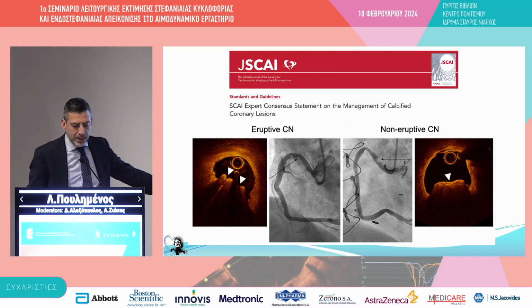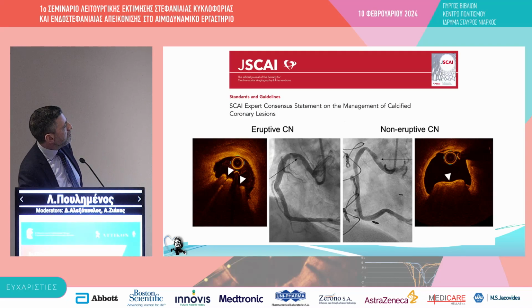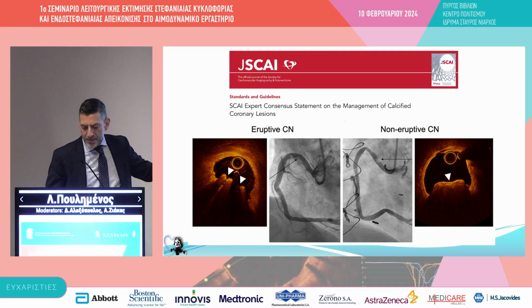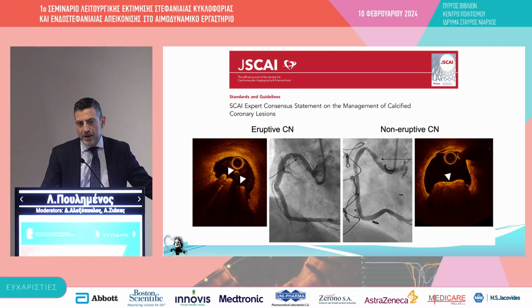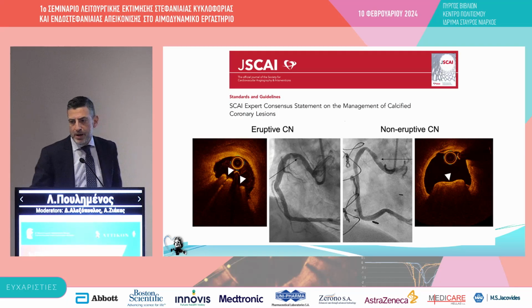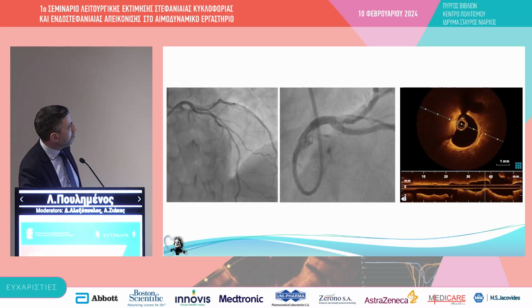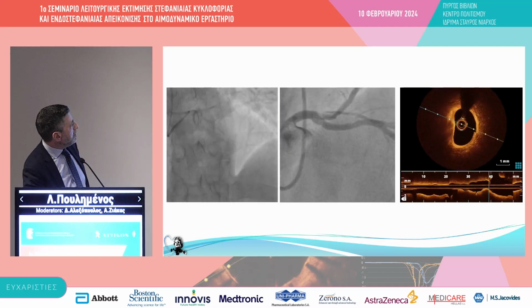And look here, it's a very recent consensus statement from SCAI on the management of calcified coronary lesions. You see here two similar images in hinge points of the right coronary artery, and one is an eruptive calcified nodule, the other is a non-eruptive calcified nodule. They look the same, but they are different and they have different prognostic implications. Eruptive calcified nodule has a far worse prognostic impact. Here's a case of ours.